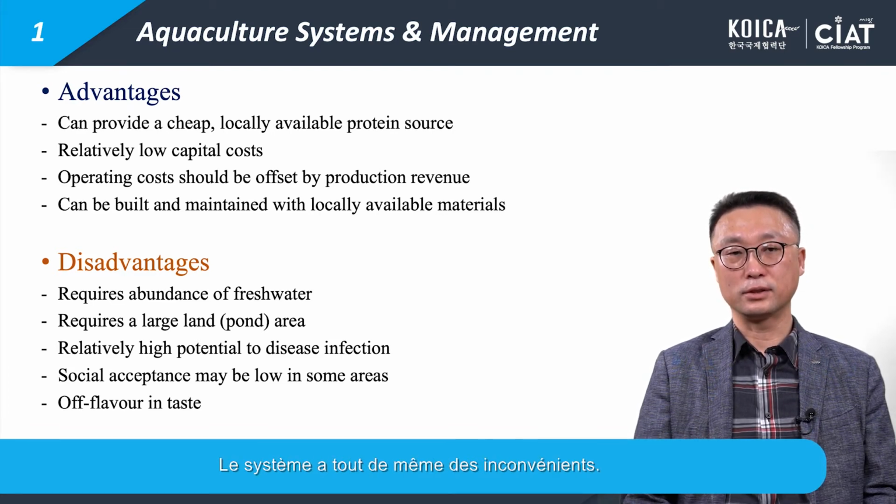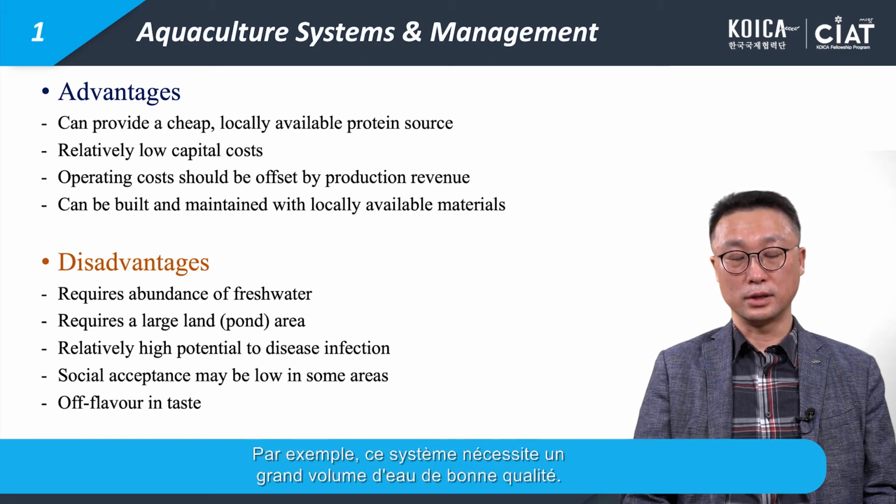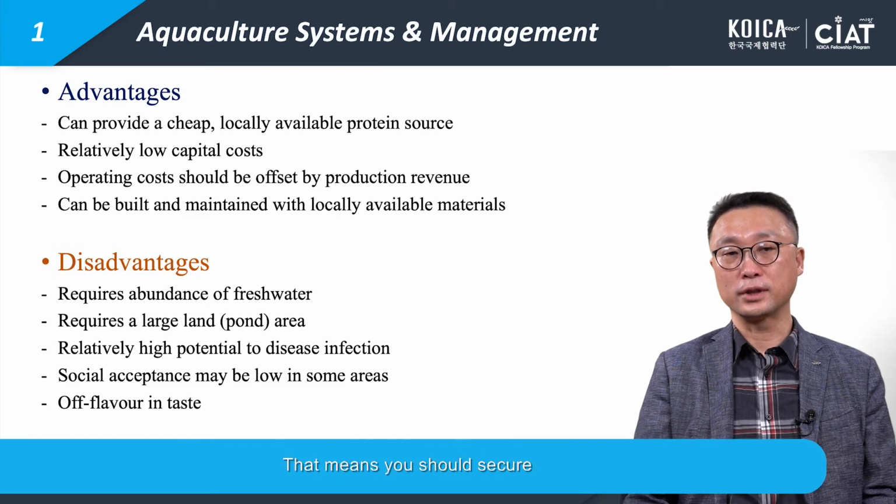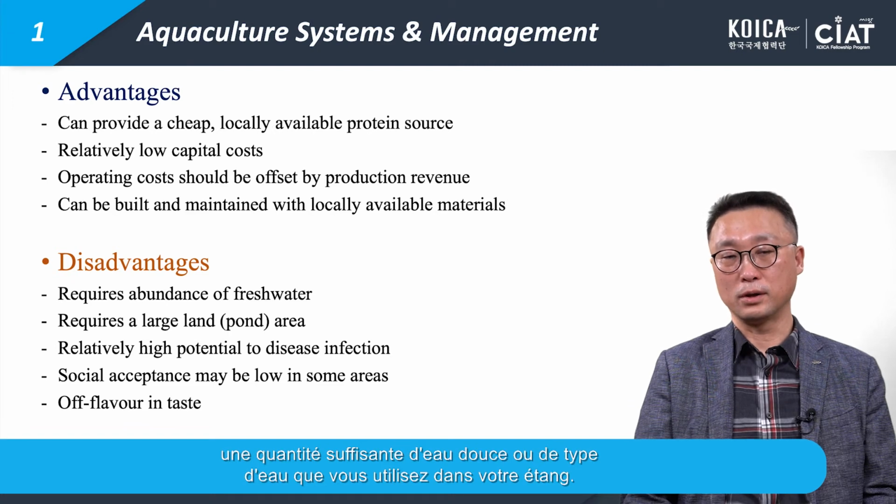However, it also has disadvantages. It requires an abundance of good quality water. Once you harvest, not all the time, but many times, you will have to drain the water after harvesting, and then refill the pond with fresh, good quality water. That means you should secure enough fresh water, or whatever kind of water you will use for your fish culture in the pond.